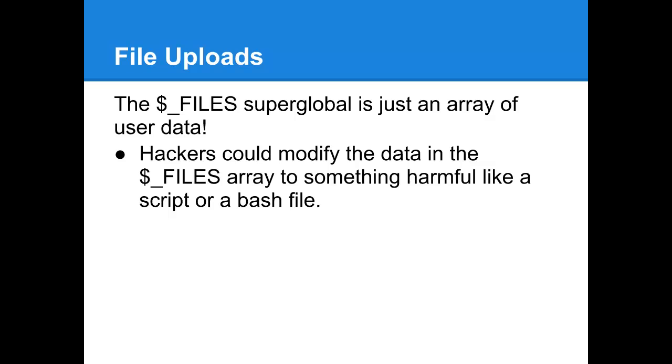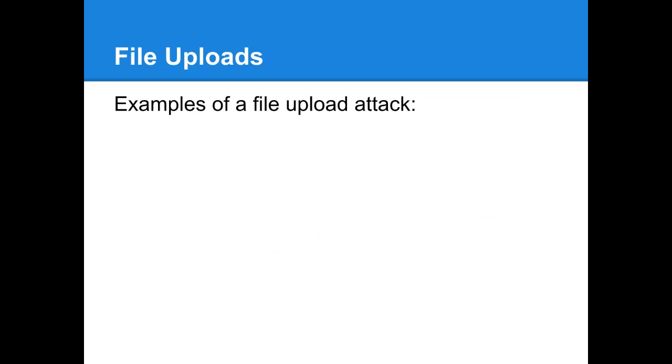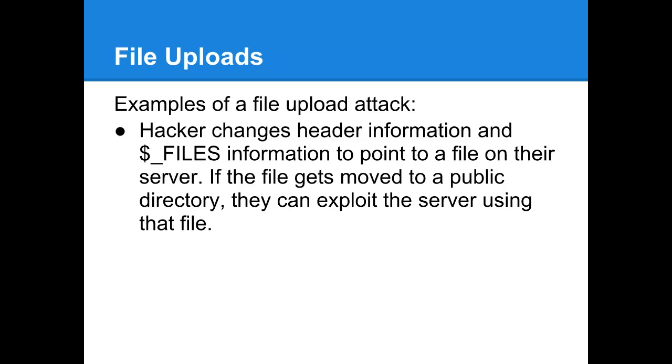So file uploads. File is just an array of user data. So it's the file name, the temporary file name on the system. The hackers could modify that data as it's coming in, so they could actually, when the request is going through, they can modify it to pull in a file from their server. Common uses is a way to get one of their files on your system. Examples of a file upload attack: hacker changes header information to point to a folder on their server. If the file gets moved to a public directory, they can exploit the server using that file.